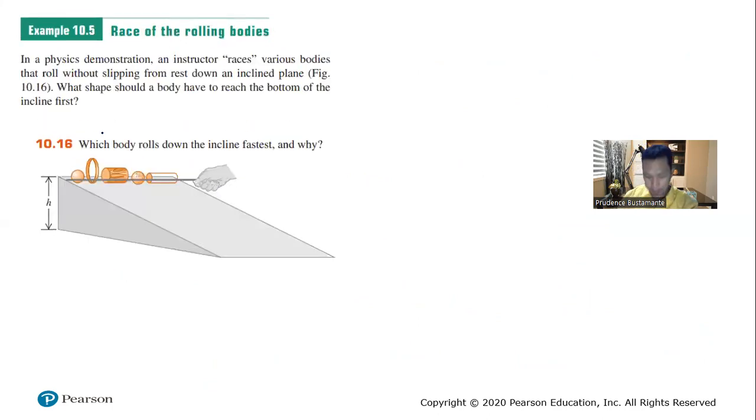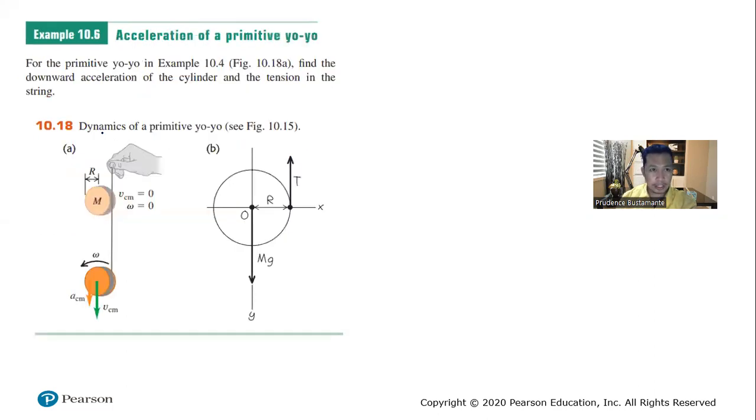So we also have this example. I will leave this example to you, the race of the rolling bodies. Okay, so let's go now to the example of the acceleration of a primitive yo-yo.